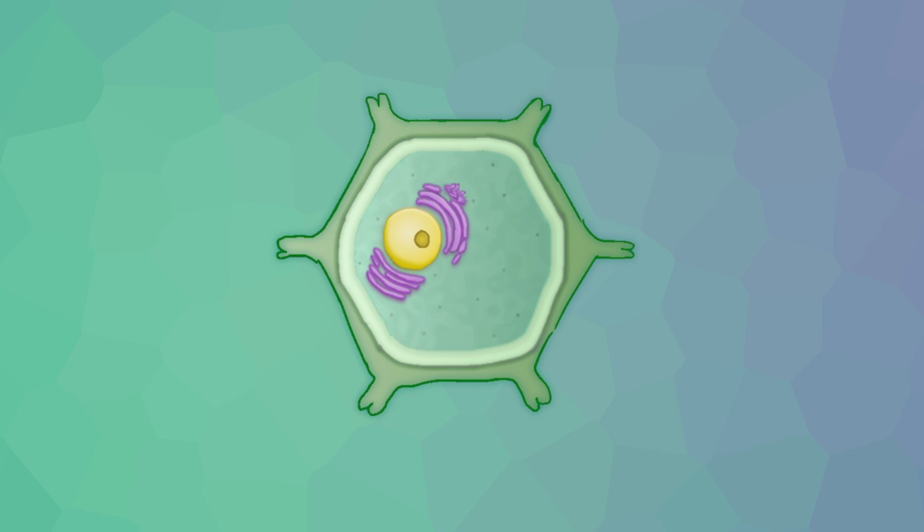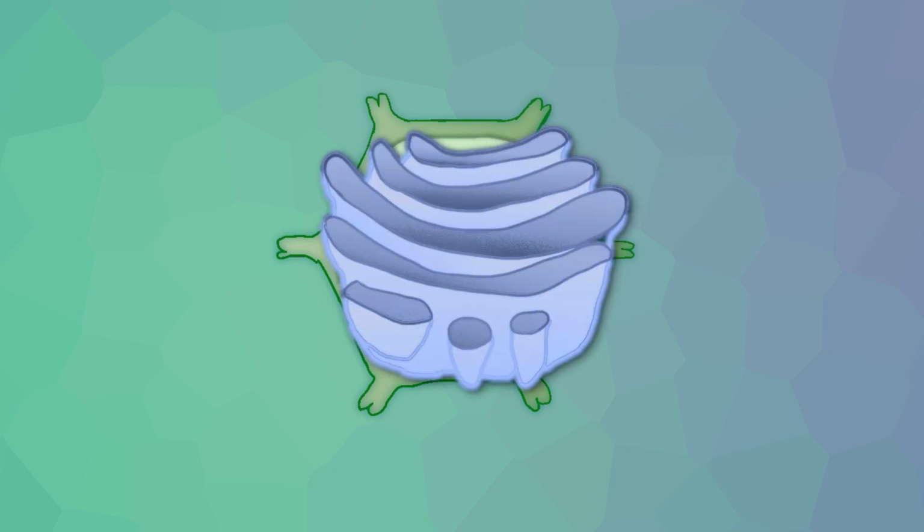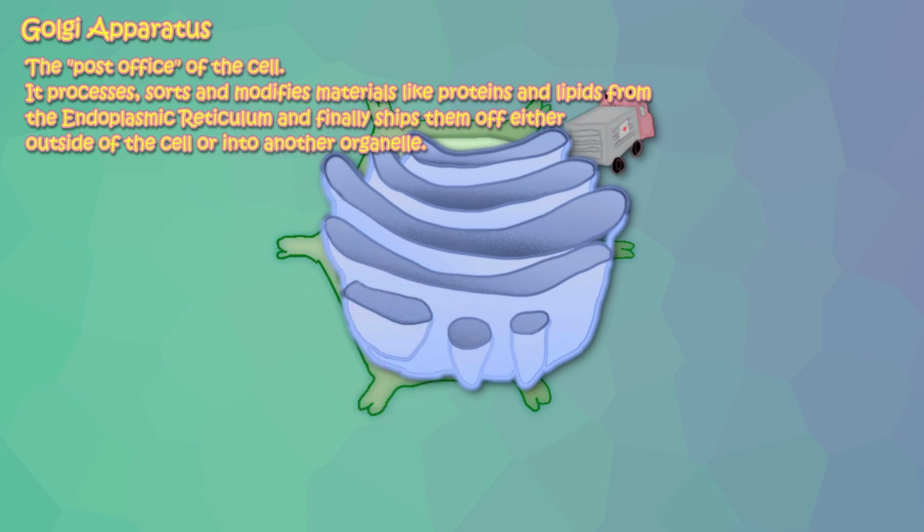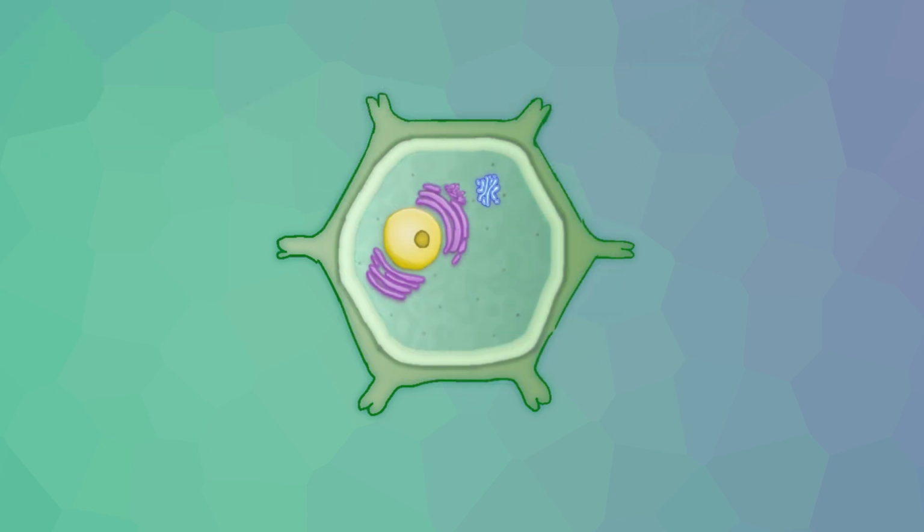Next is the Golgi apparatus, which acts sort of like the post office of the cell. It processes, sorts, and modifies materials, like proteins and lipids, from the endoplasmic reticulum, and finally ships them off either outside of the cell or into another organelle.